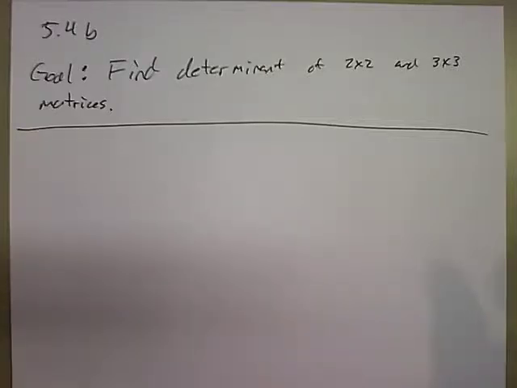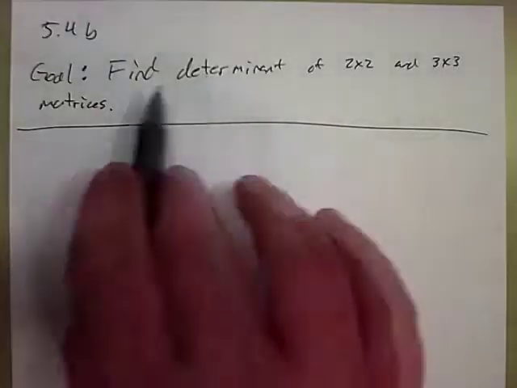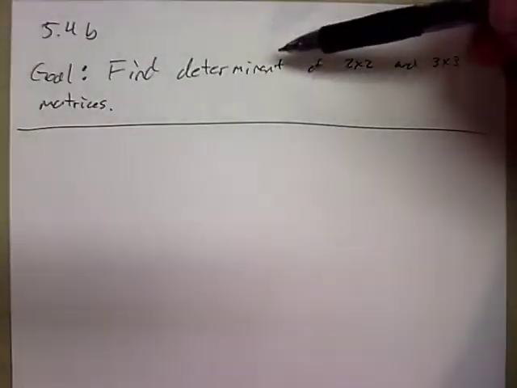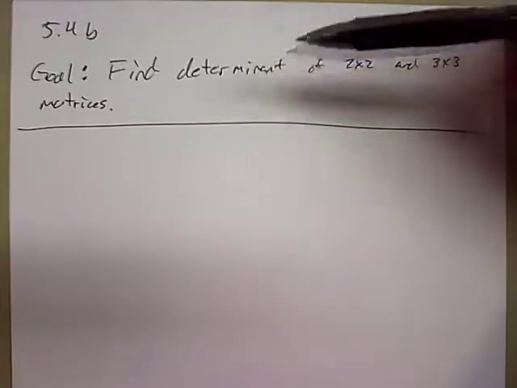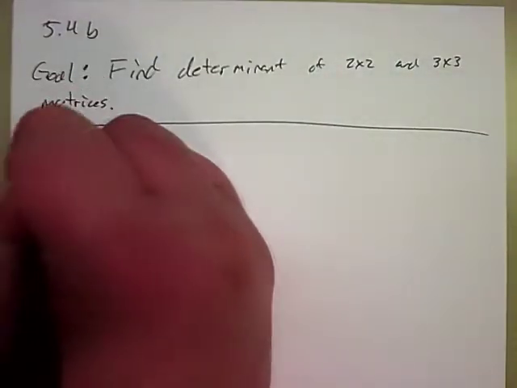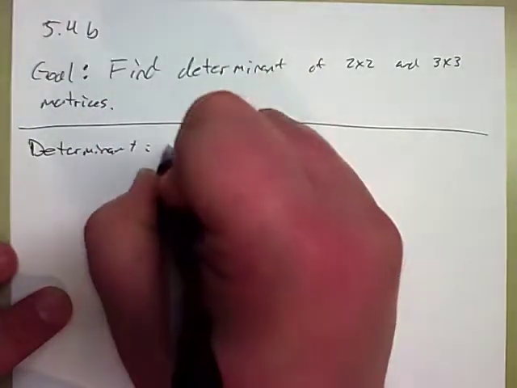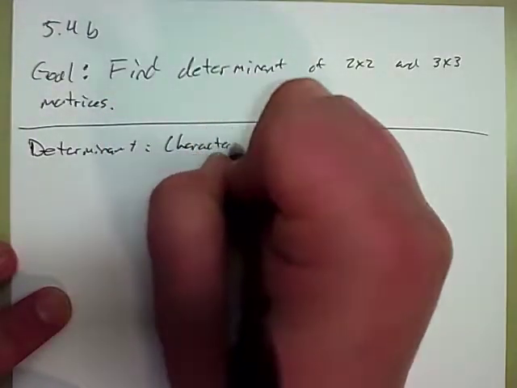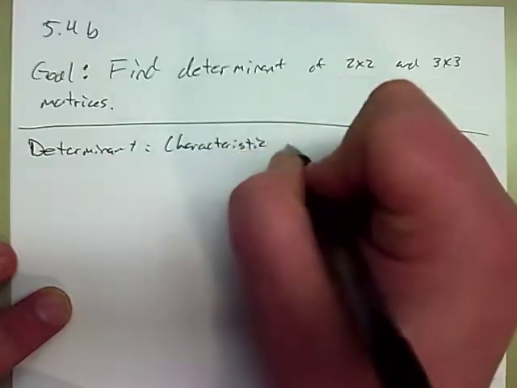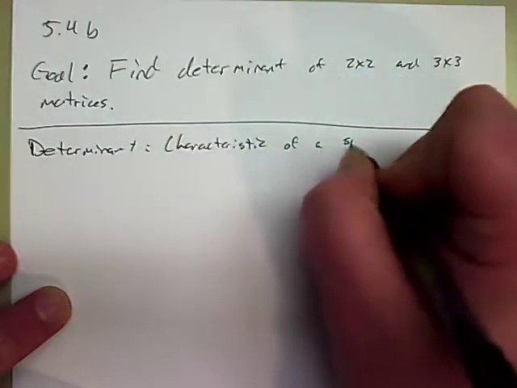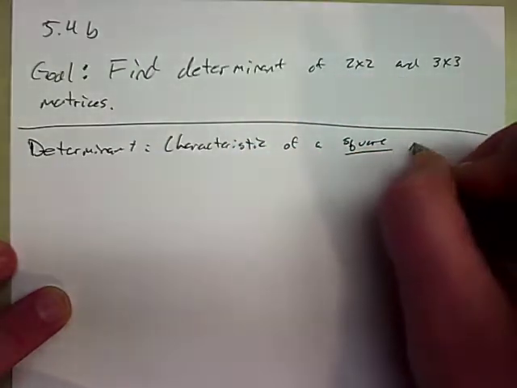Okay, 5.4b, there's a lot to do here, so I'm just going to hop to it. All right, so determinant, the determinant is a characteristic of a matrix. So let's just write that down. A determinant, this is a characteristic of a square matrix.